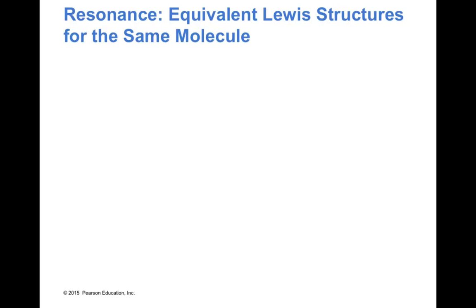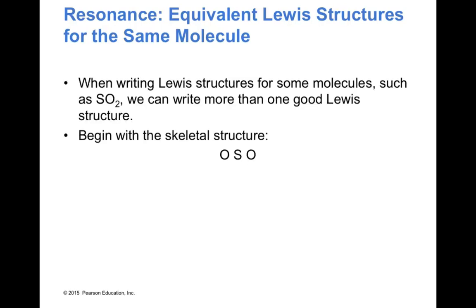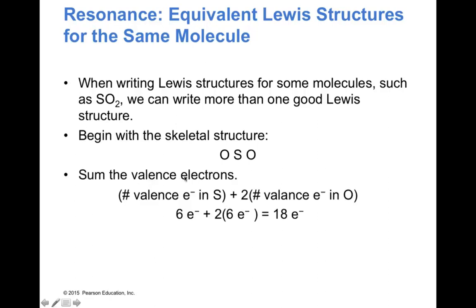Now let's talk about resonance. When writing Lewis structures for some molecules such as SO2, we can write more than one good Lewis structure. Okay, begin with the skeletal. Let's do this one with the SO2. We have the oxygen, the sulfur in the middle, and oxygen on the right side. And we're going to look for the valence electrons. We have 6 for each oxygen, and also for the sulfur. So at the end, we're going to have 18 electrons that we're going to share in this Lewis structure.